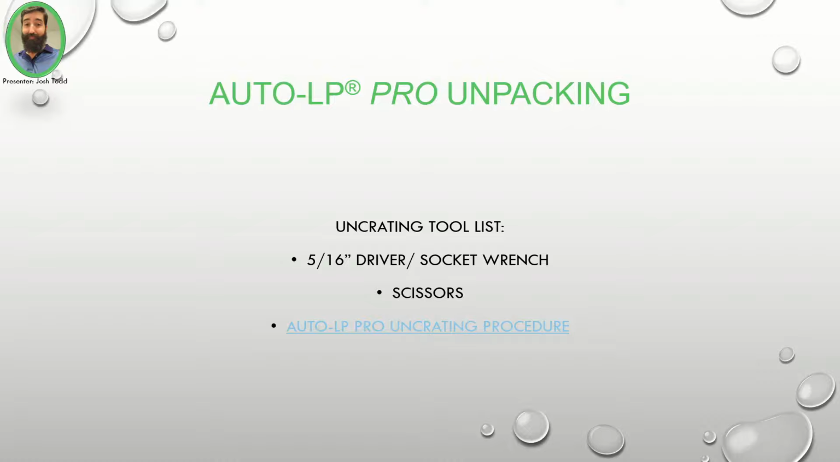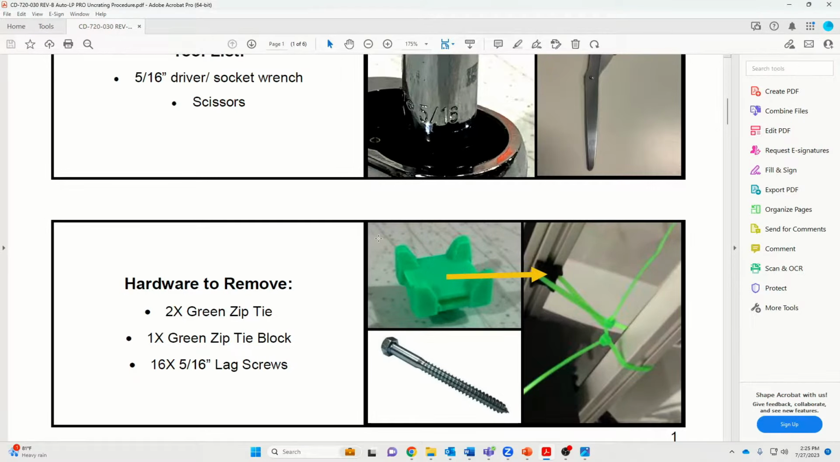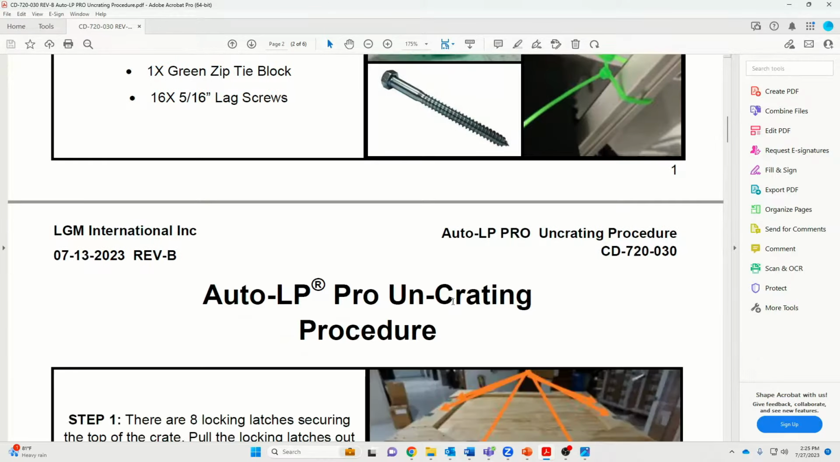AutoLP Pro Unpacking. Uncrating tool list. You will need a 5/16 driver socket wrench and a pair of scissors to open up the AutoLP crate, along with a copy of the AutoLP Pro procedure for uncrating. Hardware to remove: 2 green zip ties, 1 green zip tie block, and 16 5/16 lag screws.